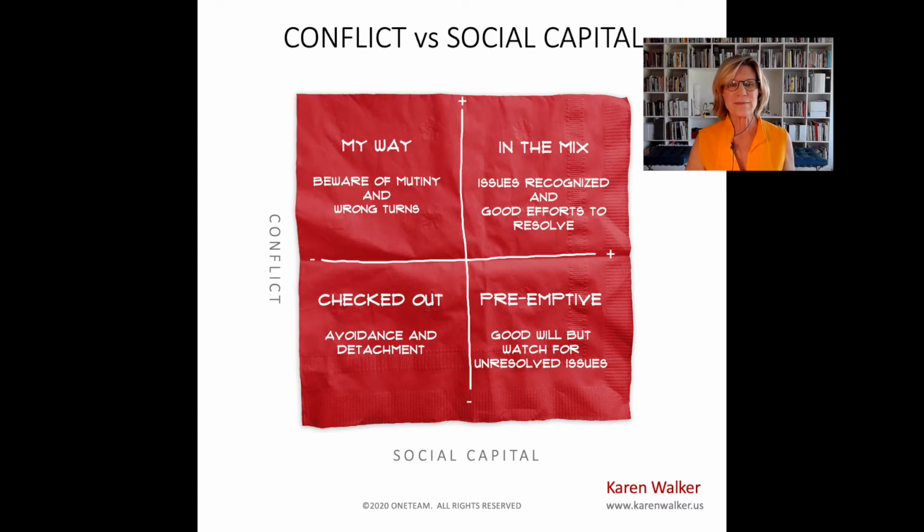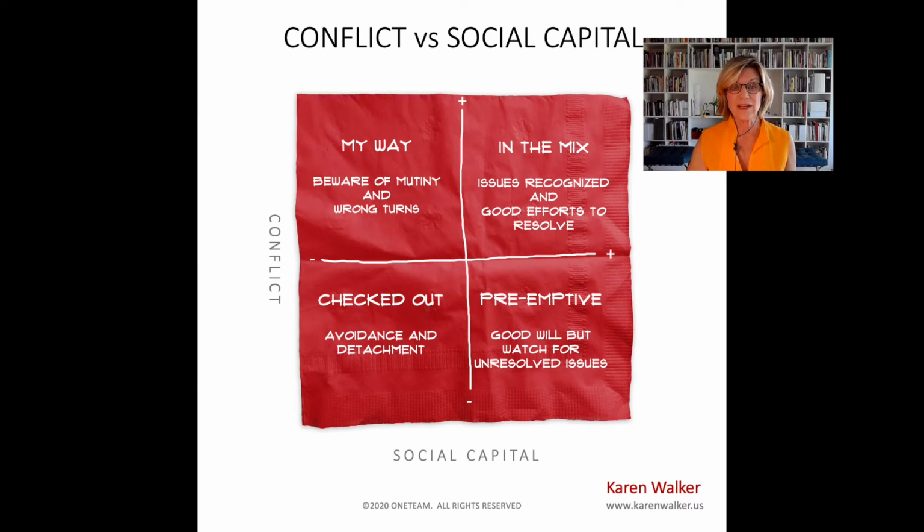So if we start in the bottom left-hand quadrant, this is what I call the checked out area. So this is a place of low conflict and low social capital. So in this case, what we basically have is avoidance and detachment. People are not invested enough in the situation or in the organization to form social capital, or maybe it hasn't been encouraged for them to do so, and the conflicts that are there are not recognized, so you don't see any effort going into resolving conflict.